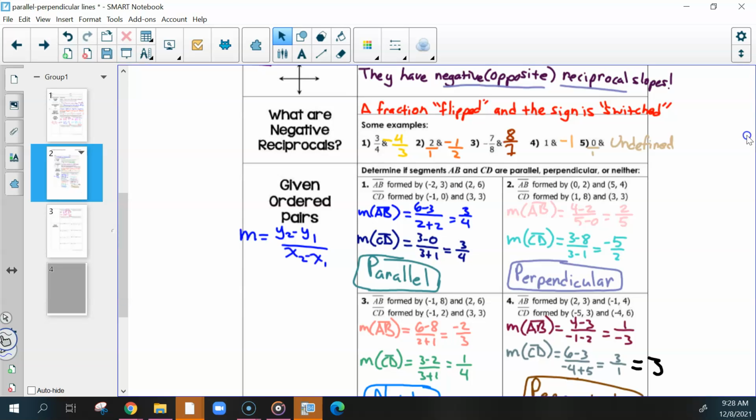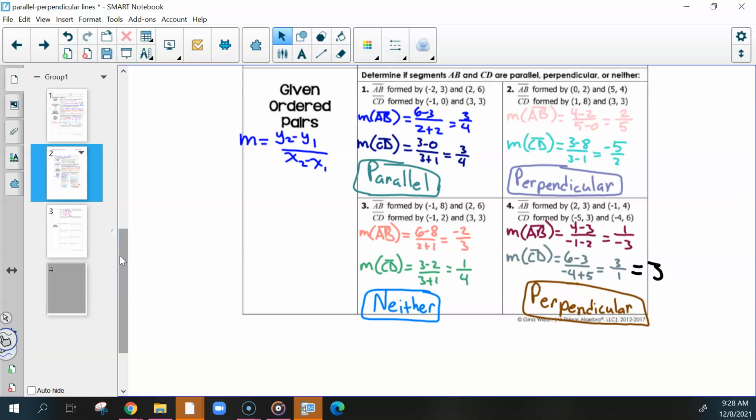All right, let's go over these. The number 3 should have been neither. Because these should have been 2 different slopes. Guys, I can't hear this question. Say that again. Number 4 should have been perpendicular with the slopes of -1/3 and 3. Questions on those 2?